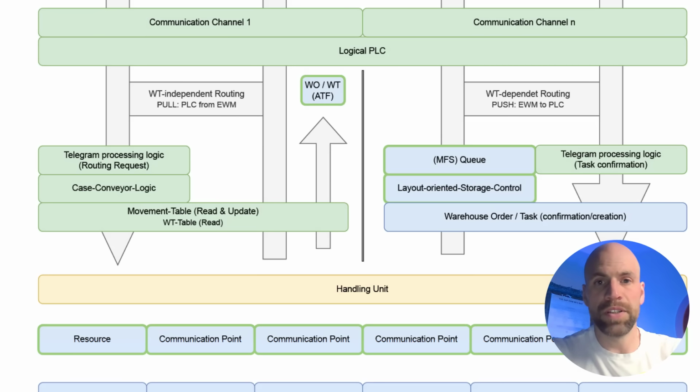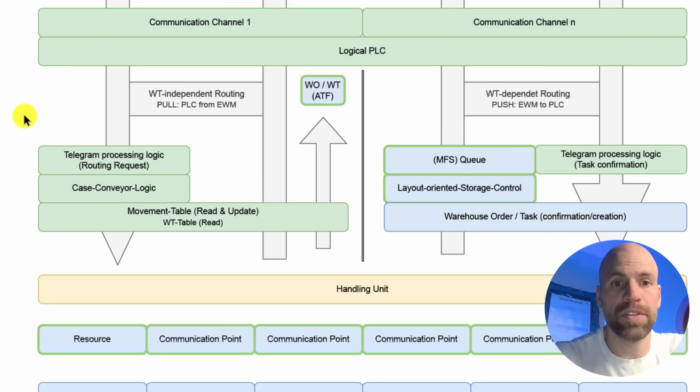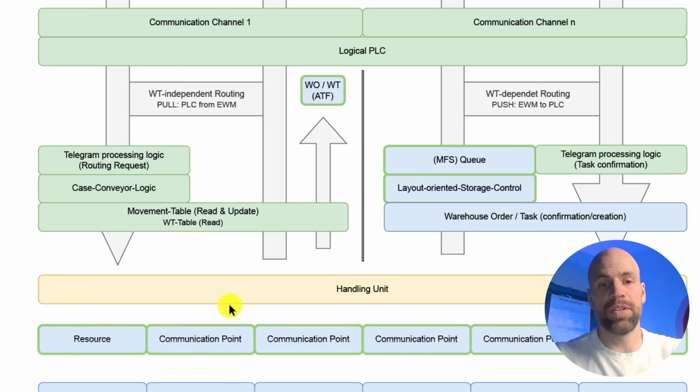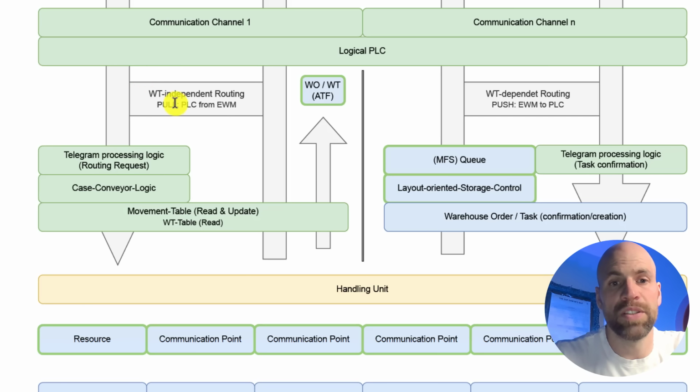So here you can see now what I changed. If you concentrate on the left part first, the one which is based on the case conveyor logic, which I labeled now as warehouse task independent routing. So the communication loop is initiated by the subsystem. The first arrow is pointing towards EWM. So the subsystem is pulling information from EWM.